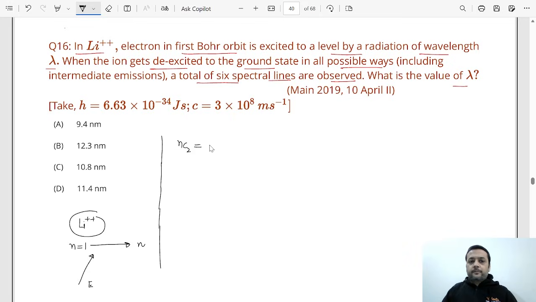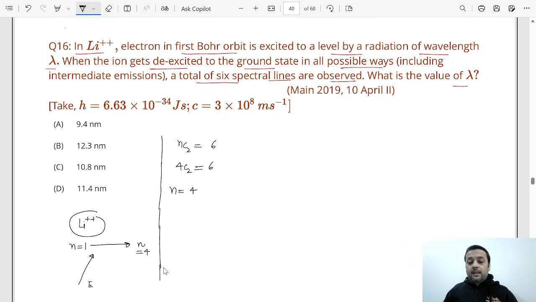Here this value is given as 6 in this question. Now you definitely know that the value of 4C2 is 6. That means n must have been 4. So what does this mean? That lithium was excited to the n equals 4 state from the first state.